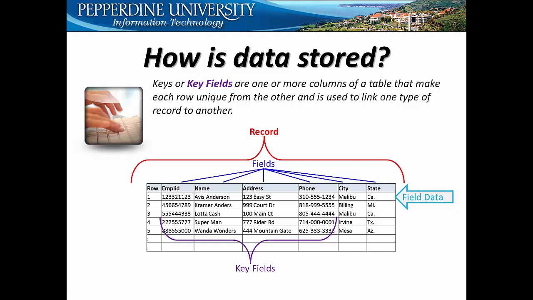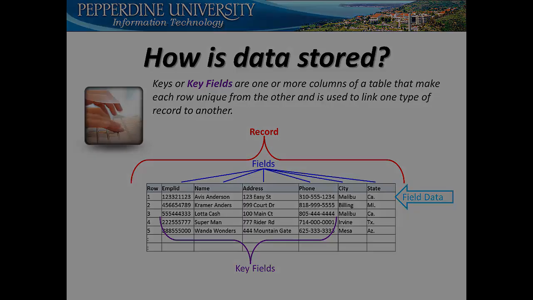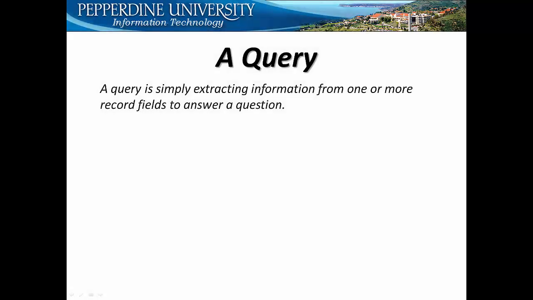In summary, for the Pepperdine user, data is stored in a PeopleSoft database, also known as a relational database, which is simply a type of database that organizes data into tables and links them based on defined relationships. These relationships enable you to retrieve and combine data from one or more tables with a single user-created query. In summary, we know that a query is simply extracting information from one or more record fields to answer a question.